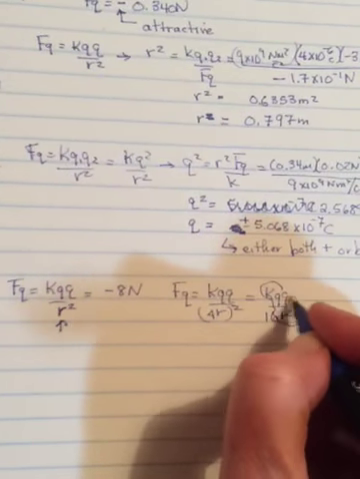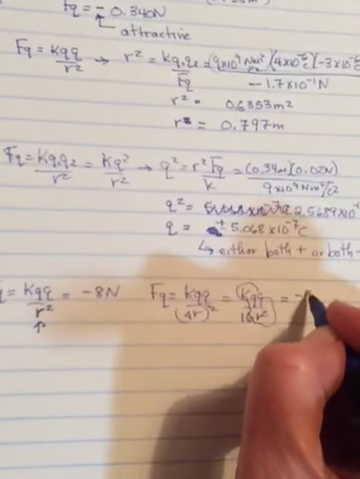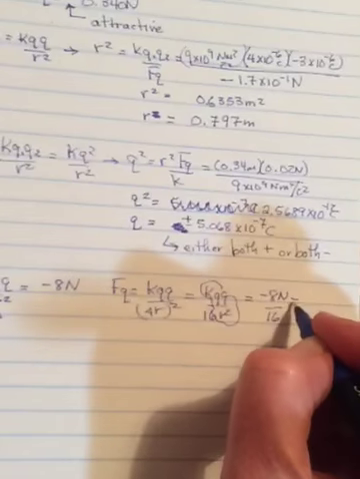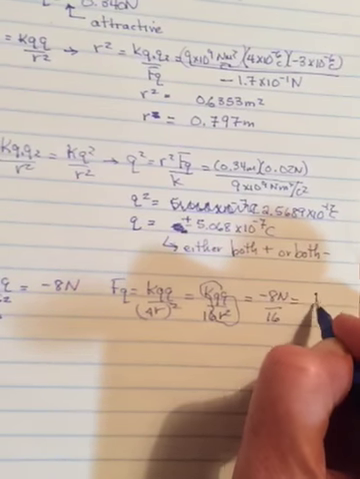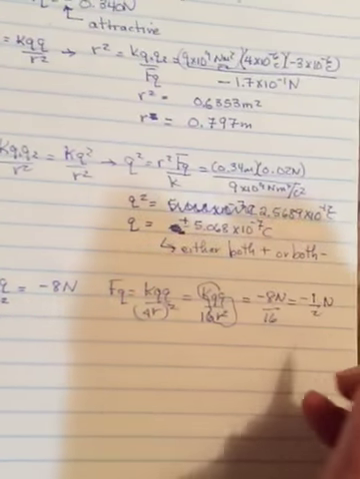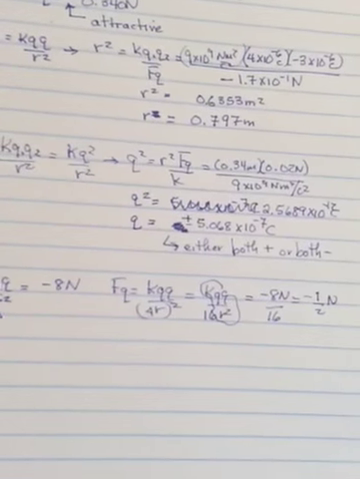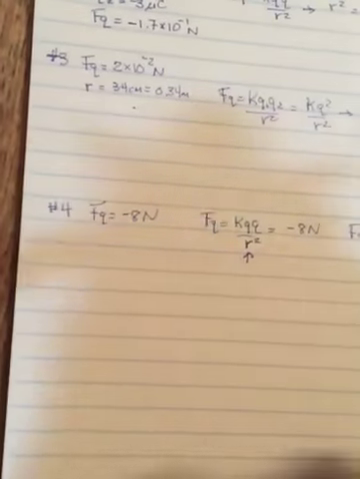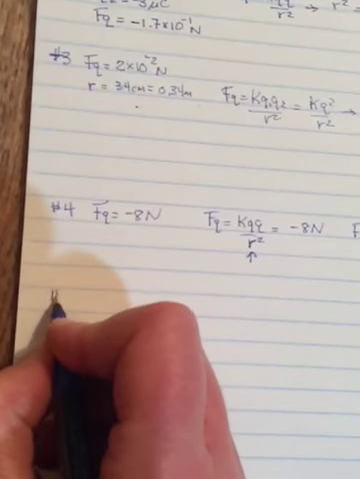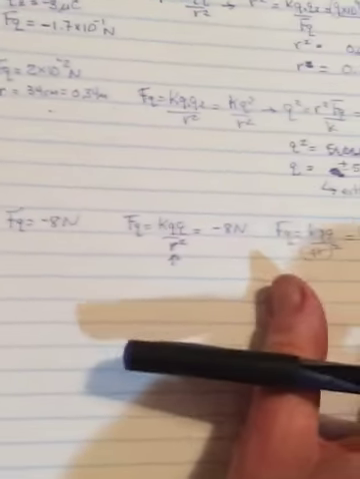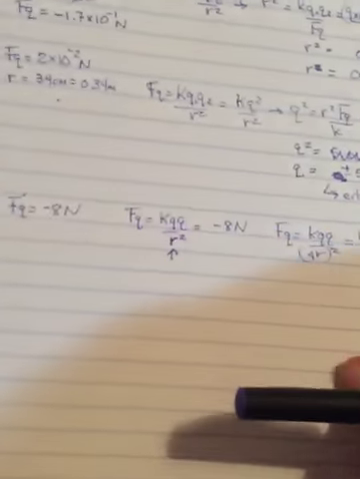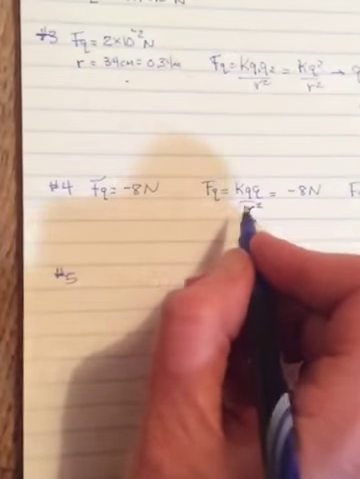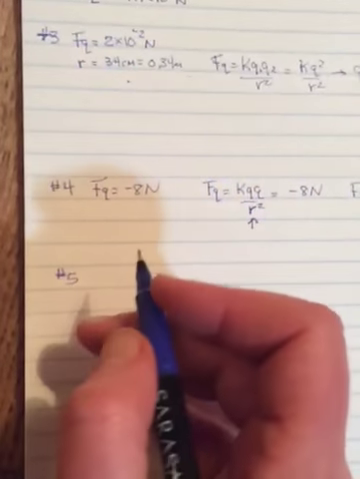And this part we had said was negative 8. So it'll be negative 8 newtons divided by 16, so the new force of attraction should be 1/2 of a newton, and it'll still be negative because it's a force of attraction. Okay? You can actually do number 5 the same way. And just before we do it, so this is like an inverse square law, and that means that as one gets bigger, the other gets smaller by a square of.